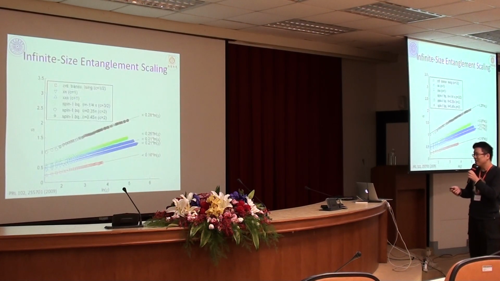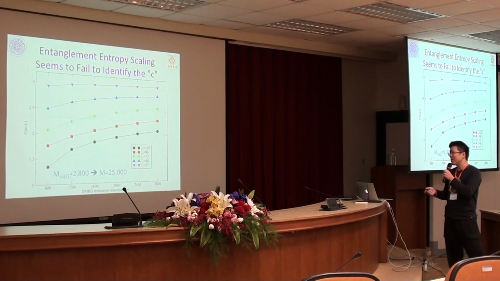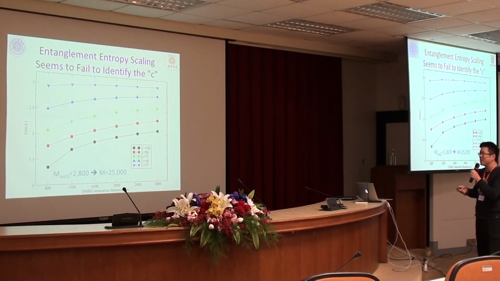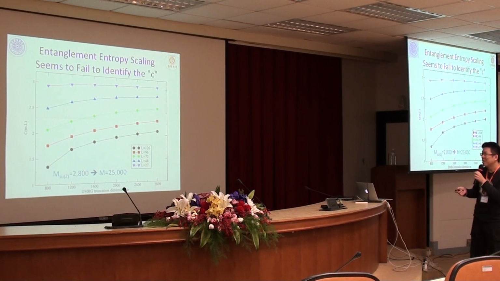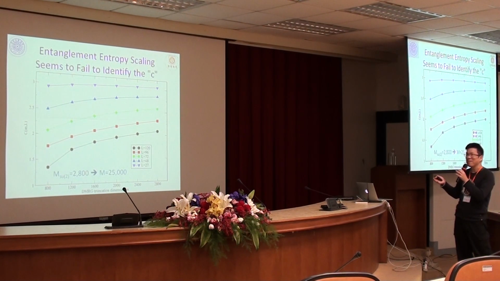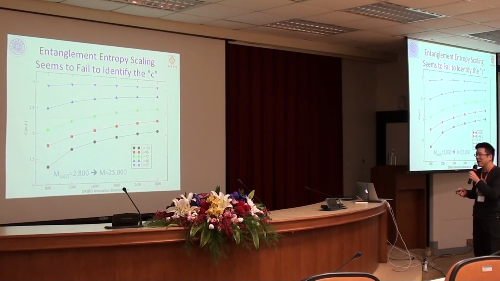And then we get a very strange result. If you fit this formula, the C we get depends on two parameters. One is your system size, and the other is how many DMRG states you keep. The central charge we get ranges from 1.5 to 3 something. So it's very strange. It doesn't seem to converge to any value.